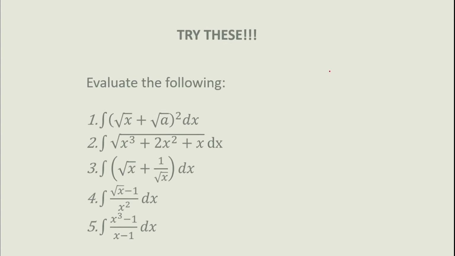Now let's proceed with Try This: evaluate the following. I hope everyone will evaluate this at home and solve it by yourself. Do not compare, do not ask someone. After you solve this, you could compare your solution to see if you got the correct answer. Solve it first before you share it with others. Evaluate the following, numbers 1 to 5.